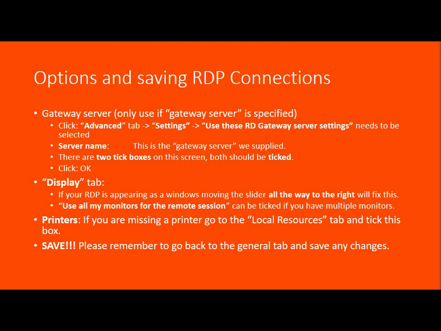Other options that you do have when setting up your connection, if you are supplied a gateway server, we need to go through Advanced, Settings, and use these RD Gateway server settings needs to be selected. Enter the server name and make sure that the 2 tick boxes on that screen are ticked. Click OK, and then you can go back to the General tab and save any changes you've made.